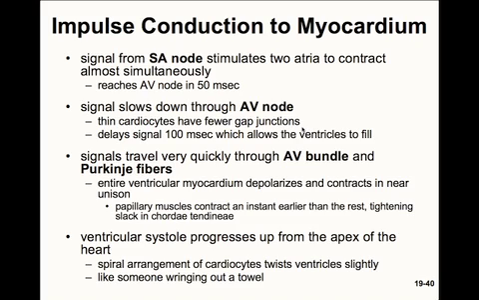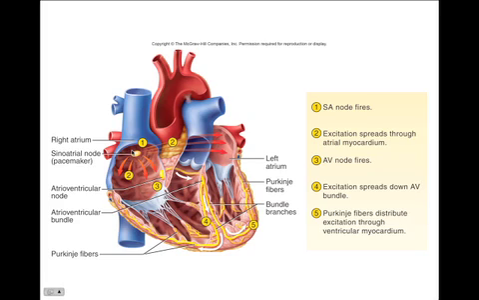This figure is to remind us how the signal is propagated from the SA node throughout the atria to the AV node and down through the bundle branches and into the Purkinje fibers.